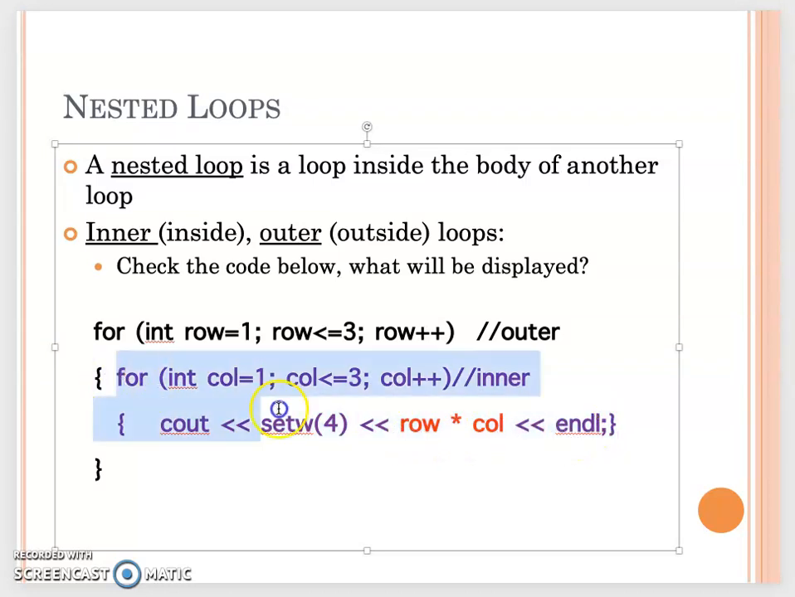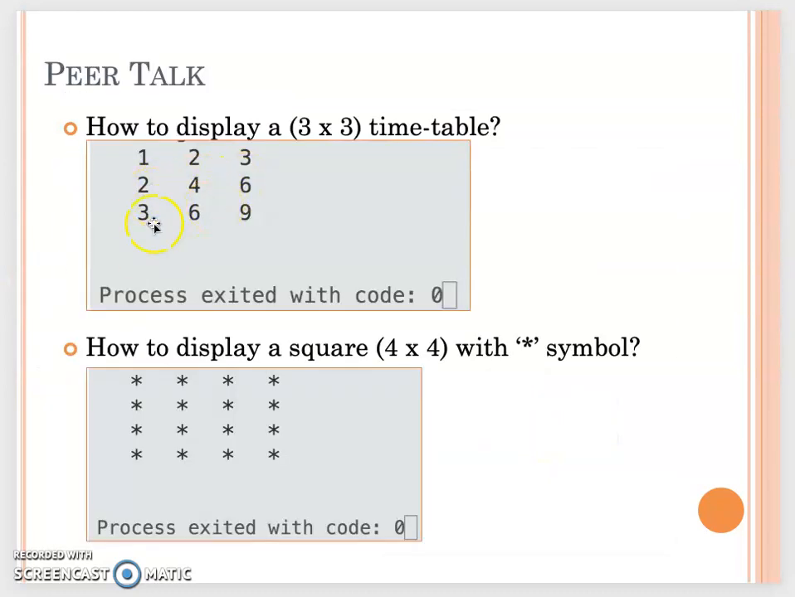You see, the inner loop, every time, will do 1, 2, 3 times. But because the outer loop will iterate 1, 2, 3 times as well, this line, the inner loop body, is executed 3 times 3, 9 times. So that's why here we have the 9 numbers displayed.